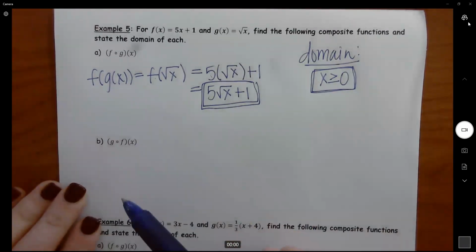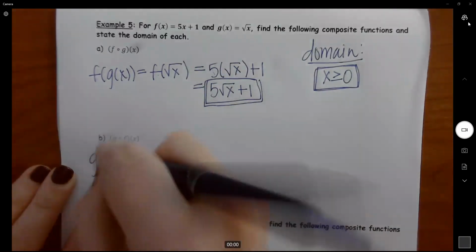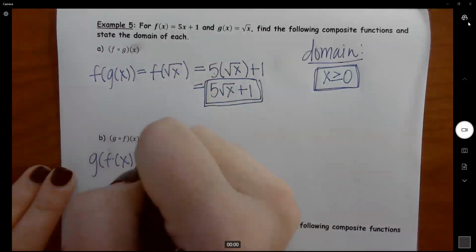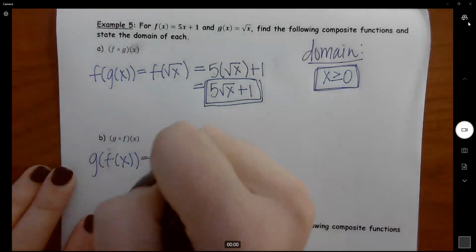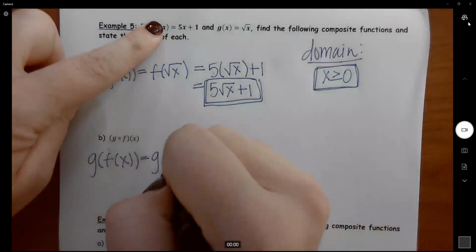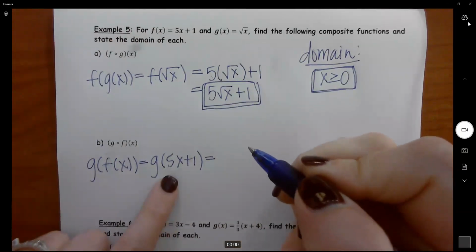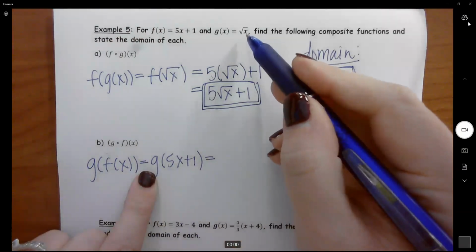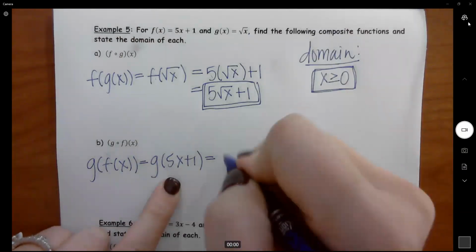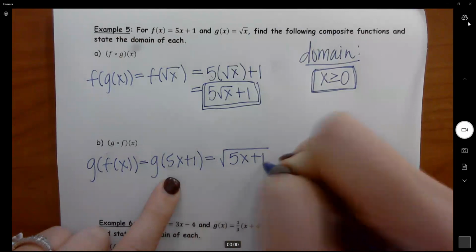Let's do the opposite, which should not be the same. More times than not, it is not. Okay, so I have g of f of x. Well, what is my f of x? My f of x is 5x plus 1. So now take your g, which is square root x, and wherever we see x, I'm replacing it with 5x plus 1. So this is the square root of 5x plus 1.